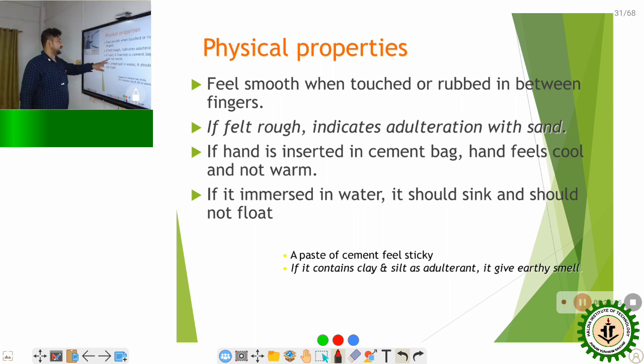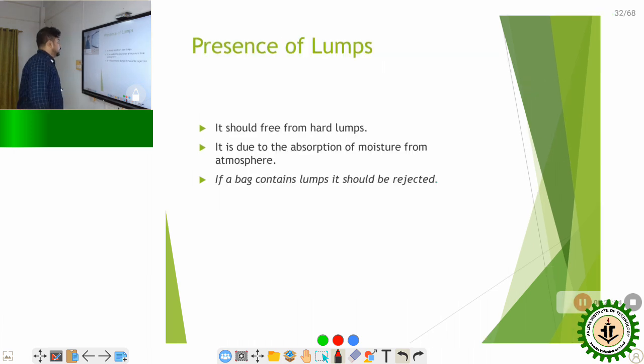I mean to say, if we put a hand inside and it feels cool, then the cement is good. Next, it should be free from hard lumps. Lumps are due to the absorption of moisture from the atmosphere. If a bag contains lumps, it should be rejected.